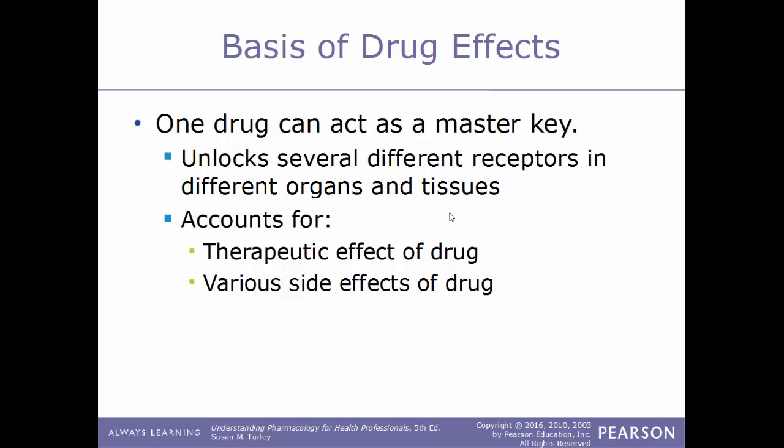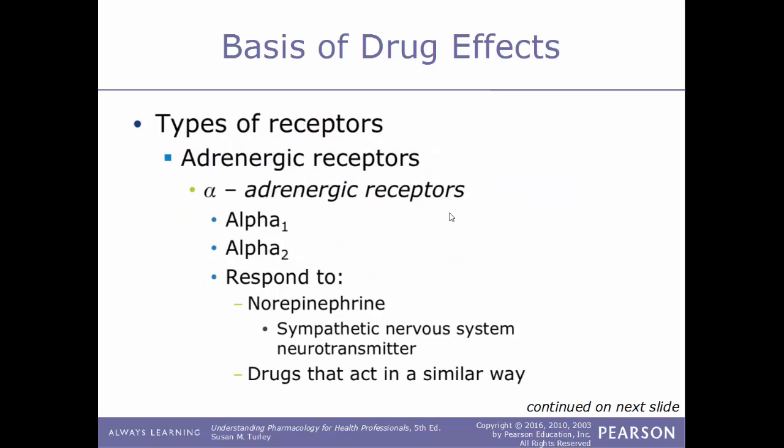Now, one drug can act as a master key, and this can unlock several different receptors in different organs and different tissues. This accounts for the therapeutic effect of a drug and also the various side effects of a drug. There are a number of different types of receptors found in the body, and they are all specific to various types of agonists.